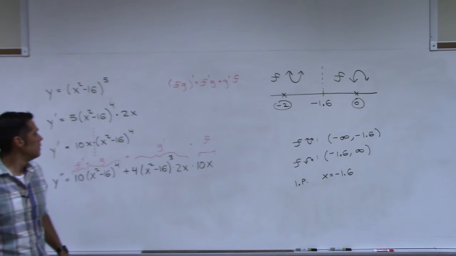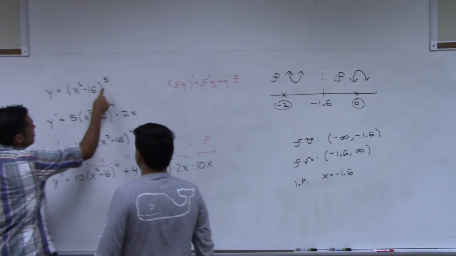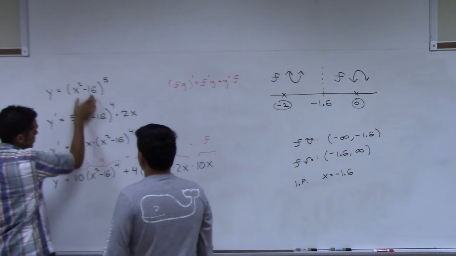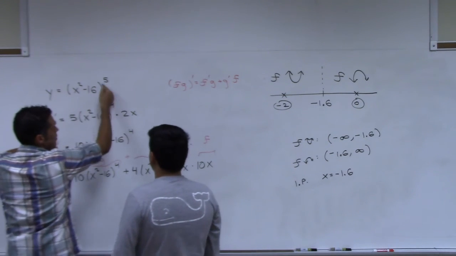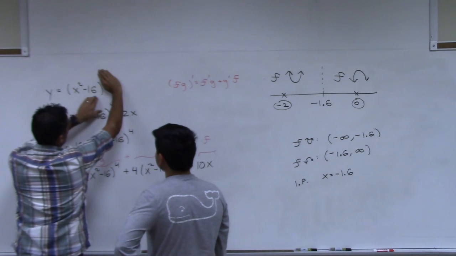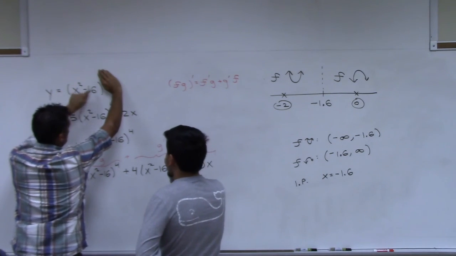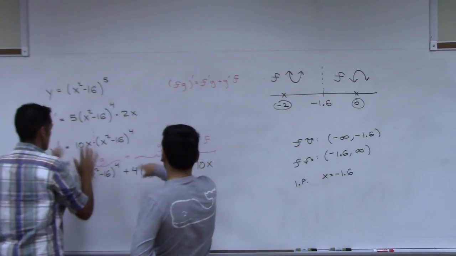Where did the 2x come from? Okay, so what we have to do is we bring the 5 out, and then we don't touch this. We leave it alone, and we reduce the power by 1. After we've done that, we've already dealt with the 5. Now what we need to do is take the derivative of this. The derivative of this is 2x. The derivative of that is 0, so that gets tacked on.